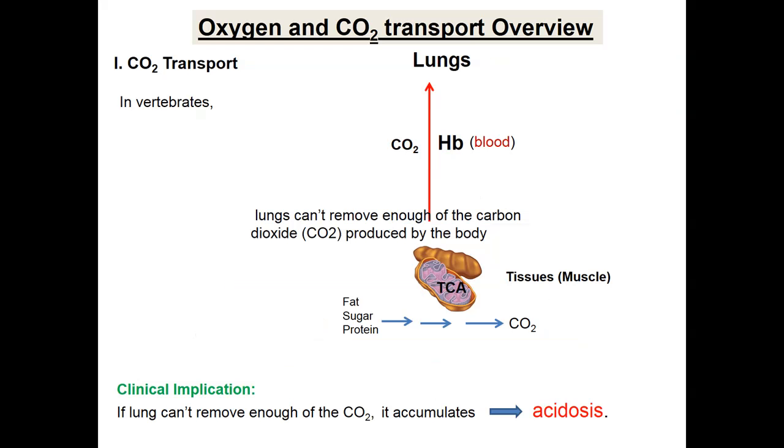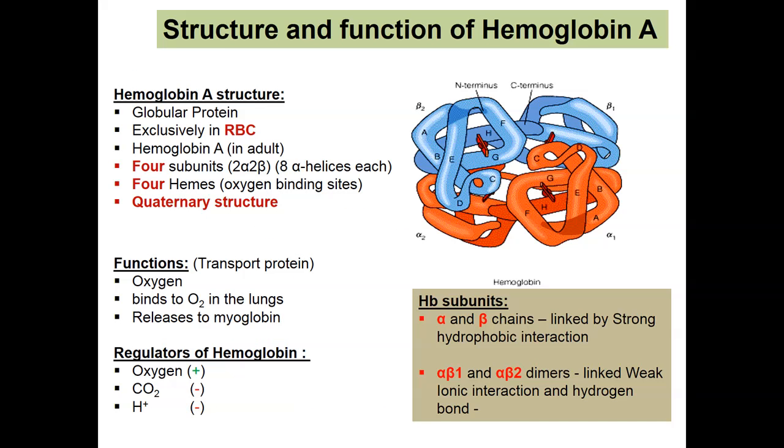Now the alpha and the beta chains are linked by a strong hydrophobic interaction. Now the alpha-beta complexes, 1 and 2, interact by ionic interaction, okay? And that is also a very important interaction to keep in mind.